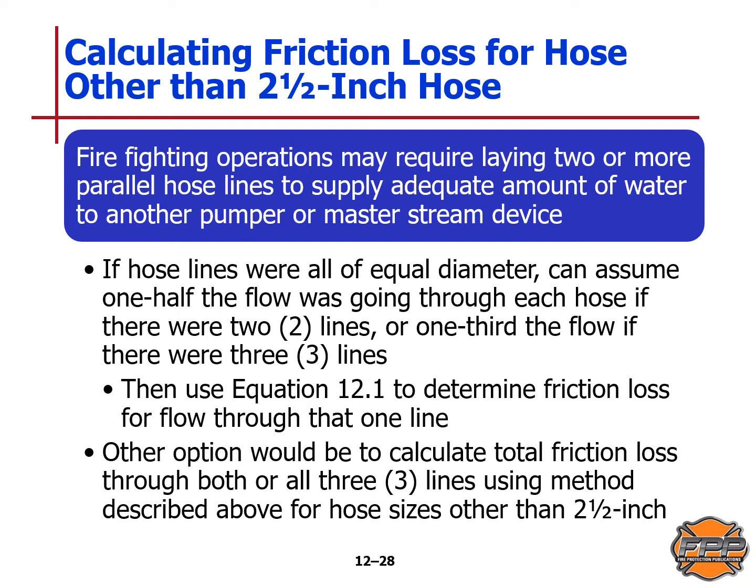If the hose lines were all of equal diameter, one can assume 1/2 the flow was going through each hose if there were 2 lines, or 1/3 the flow if there were 3 lines. Then use equation 12.1 to determine the friction loss for flow through that one line. Another option would be to calculate the total friction loss through both or all 3 lines using the method described above for hose that's a size other than 2.5 inch.